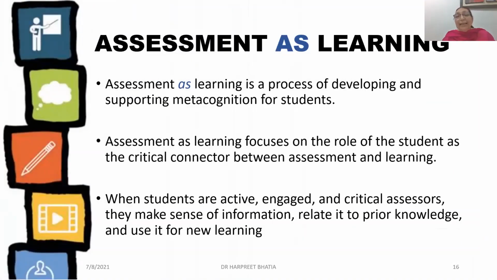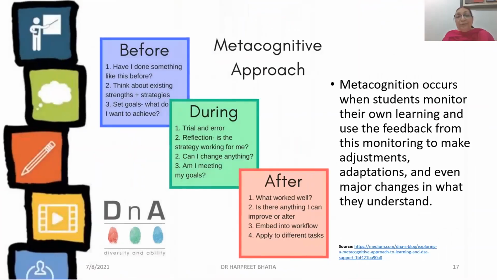Assessment as learning is basically helping the students to develop metacognition, which is understanding about the learning process. So let us look at this diagram. So this is the metacognitive approach, that is, before, have I done something like this before? Whatever is being taught right now, have I done something similar like this earlier? What are the different strengths and strategies that I had learned about this particular aspect? What is it that I want to achieve, and how is it that I'm going to achieve that?